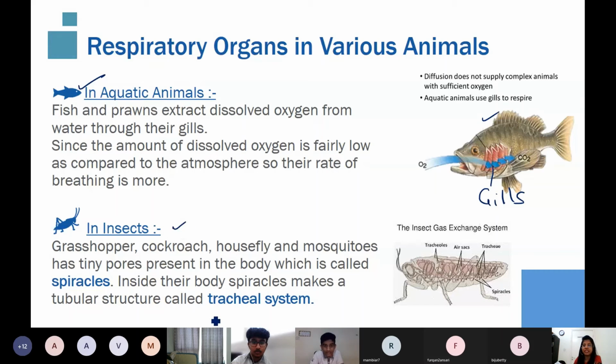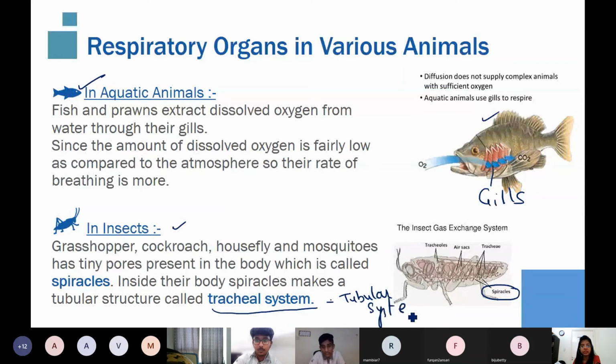Let us talk about insects. Can you give me some examples of insects? Cockroach, houseflies, mosquitoes, dragonfly, beetles. Over the body of an insect, they have so many noses. I have only one nose, but insects have so many. These are tiny holes present over their body, and they are called spiracles. Spiracles are interconnected and make a tubular system, which is called the tracheal system.